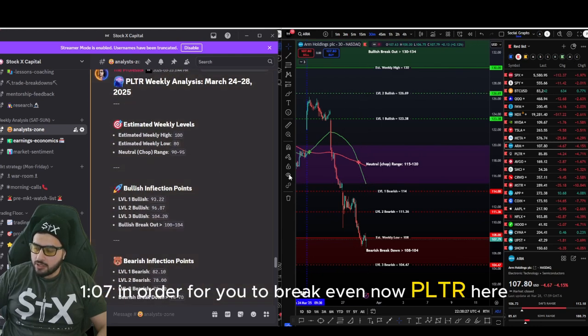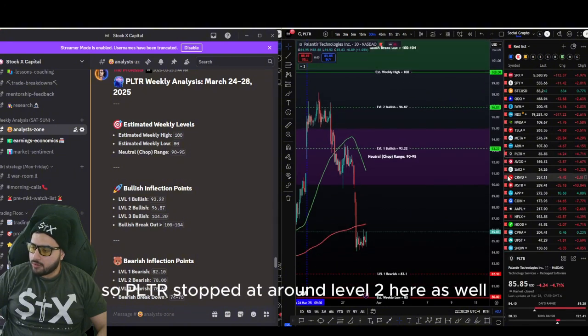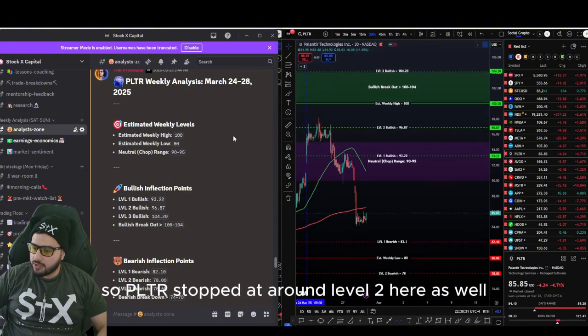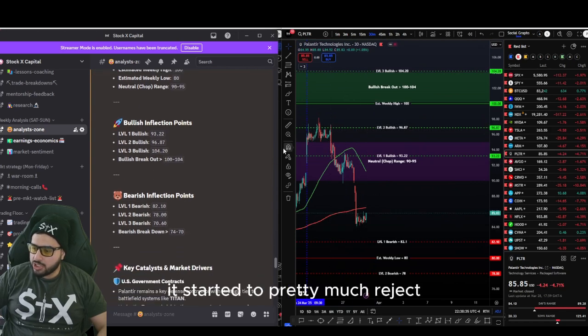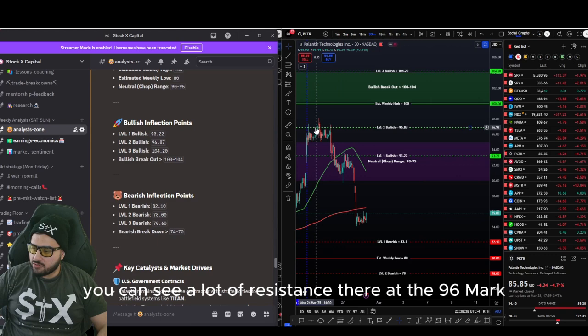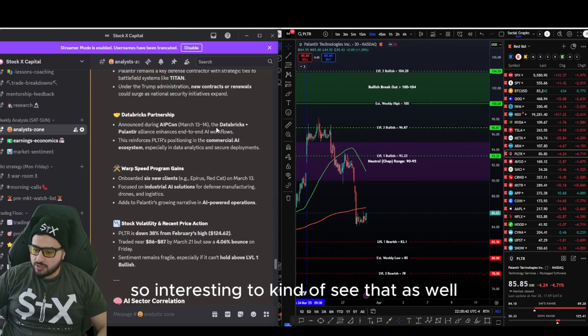Now PLTR here, so PLTR stopped at around level 2 here as well. Once the market got weak, it started to pretty much reject. You can see a lot of resistance there at the 96 mark, so interesting to kind of see that as well.